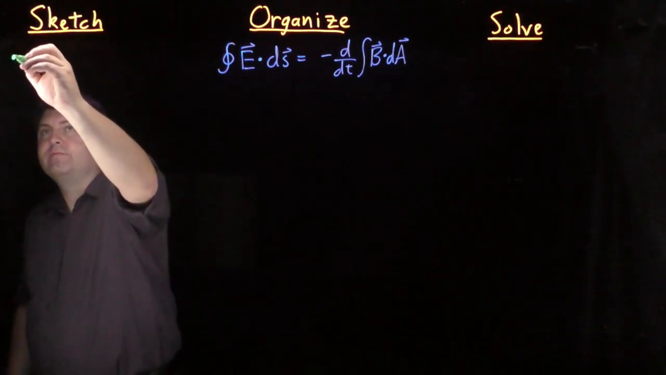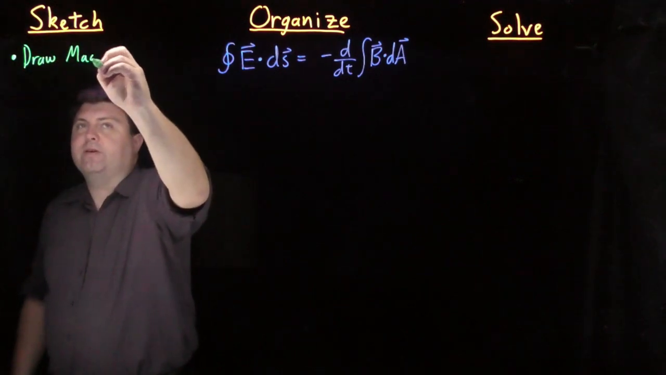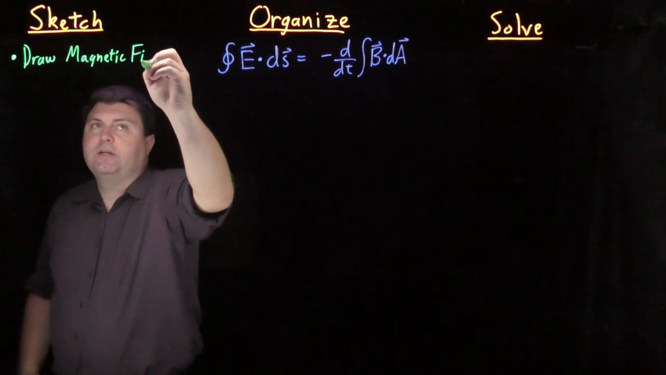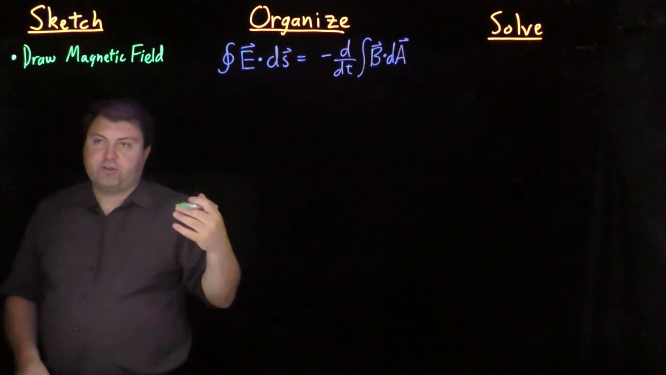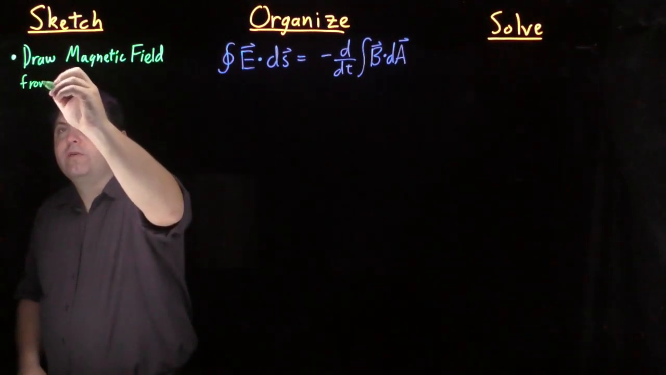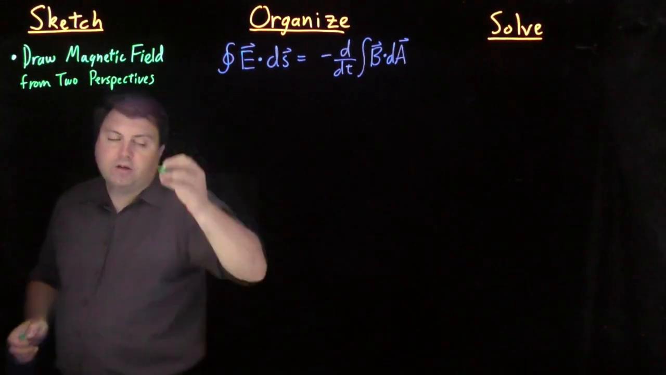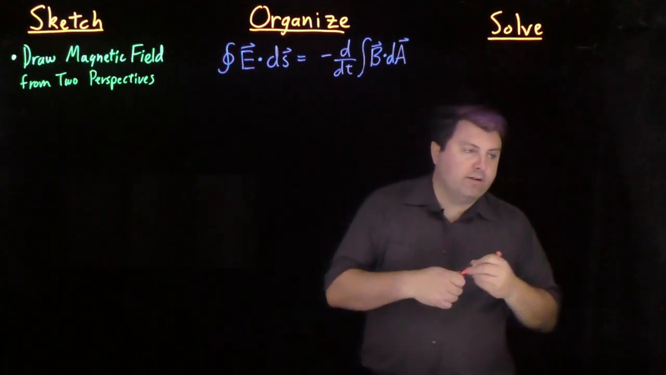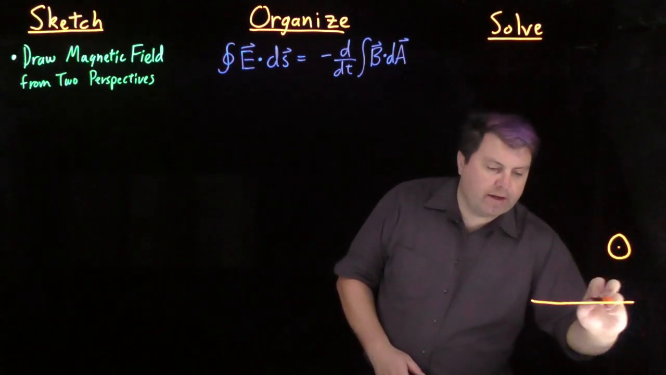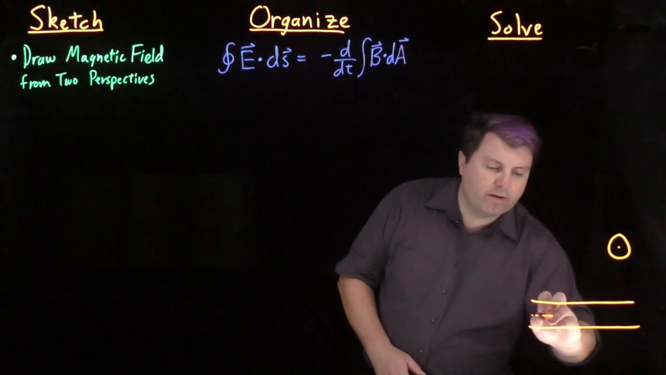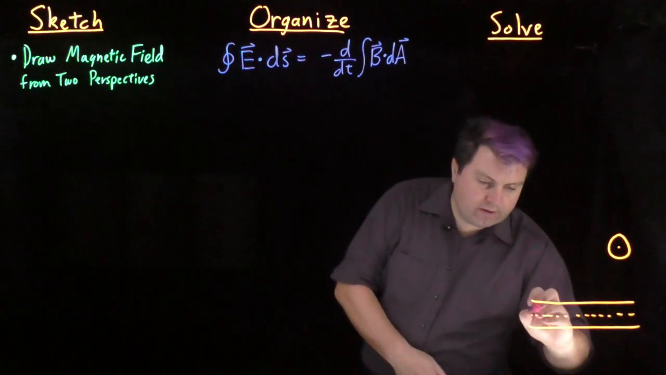So our first thing in our sketch is we want to draw the magnetic field, which is now our source, right? We're creating electric fields from magnetic fields instead of charge or current distributions, from two perspectives. So if we were to look at a thick wire, we'd have a center here, and then we can have a thick wire from a different perspective like this. It's going to have very little field in the center.